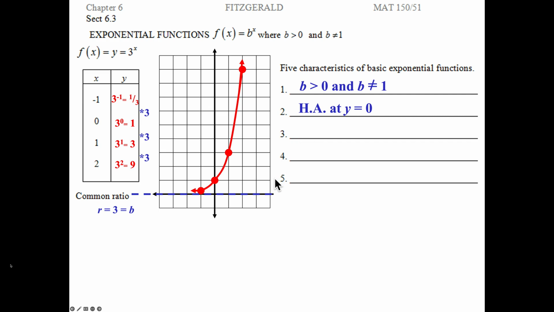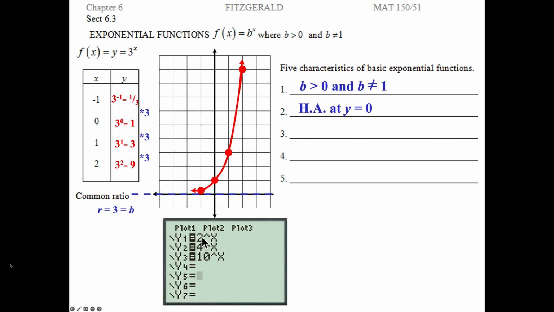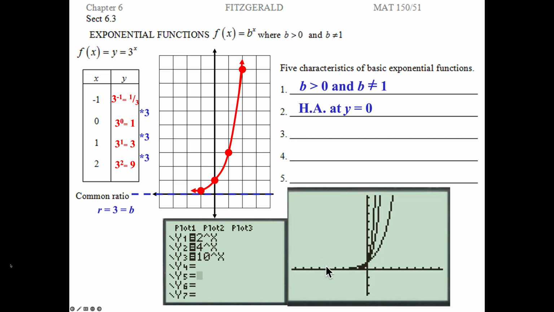Number 3, I went to my graphing calculator and tried some different bases, 2, 4, and 10, all to the x power, and I made the graph. And I noticed they all cross the y-axis at the same place, which is that 0, 1. And again, it doesn't matter what your base is, whether it's 2, 3, 4, or 10, all raised to the 0 power will be a 1. So we're going to have what is known as a common point at 0, 1.